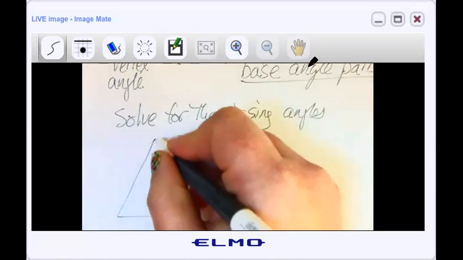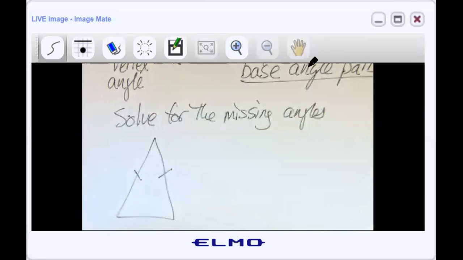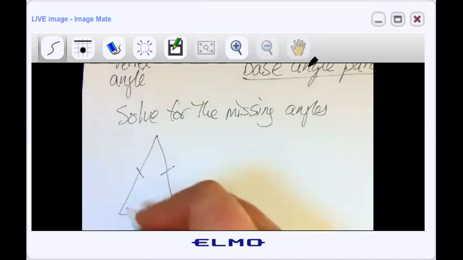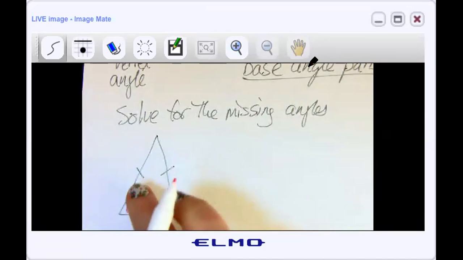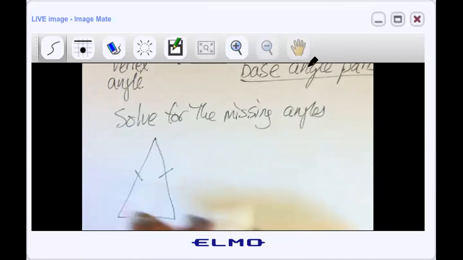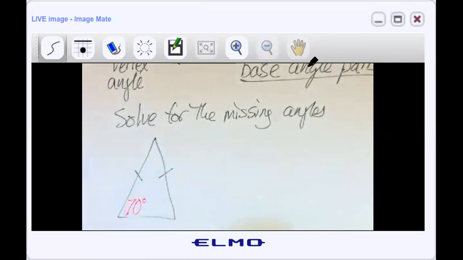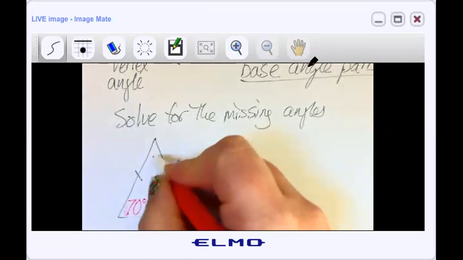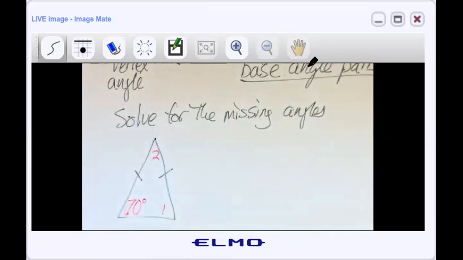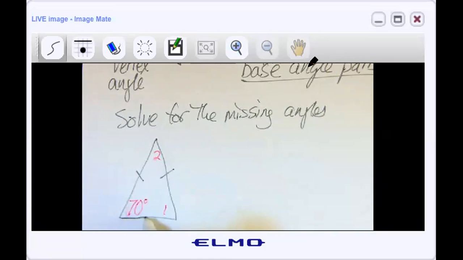Let's start off easy. If I give you this and I told you this angle was, I don't know, how about 60 degrees? Oh, no, I don't want 60. Just kidding. I want 70 degrees. I would like you to find me the measures of angles 1 and 2.